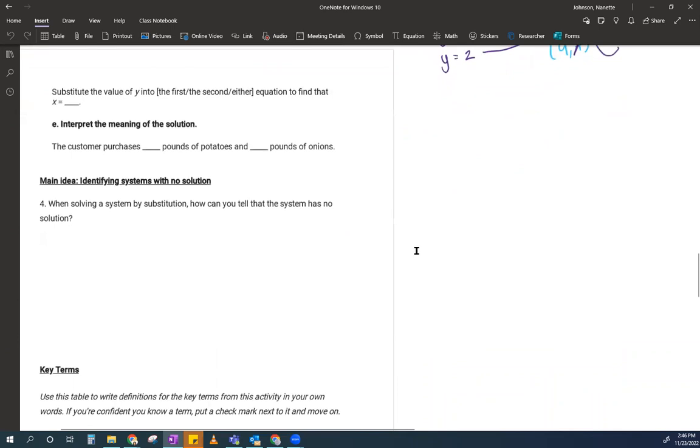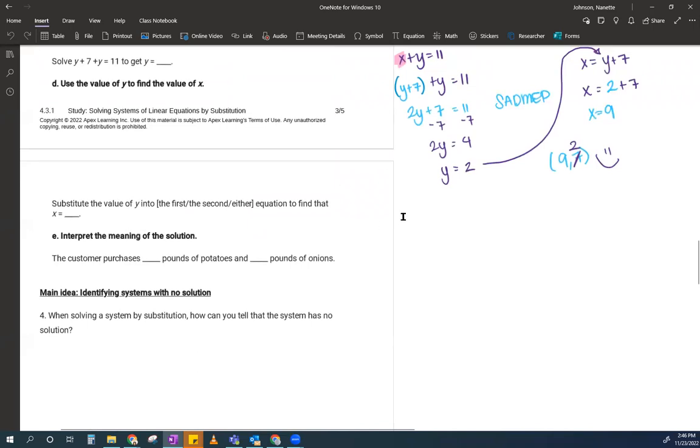So when you're solving a system by substitution, how can you tell that the system has no solution? We didn't go over an example of when it has no solution, but I think I told you in the previous lessons that when it comes down to this first variable, it'll probably say something like 4 equals 0, because 4 doesn't equal 0. That's one way of telling.